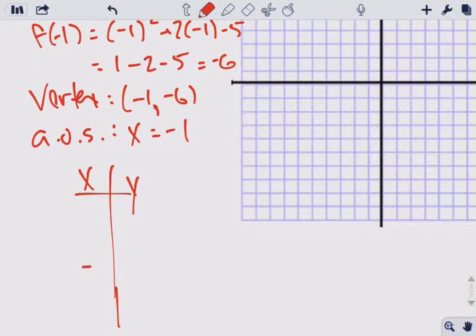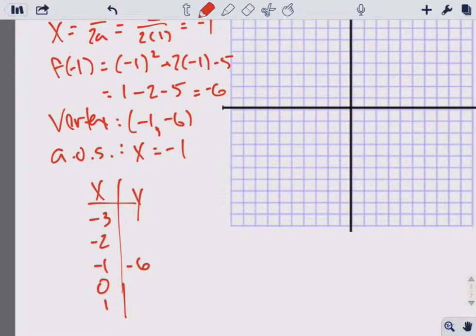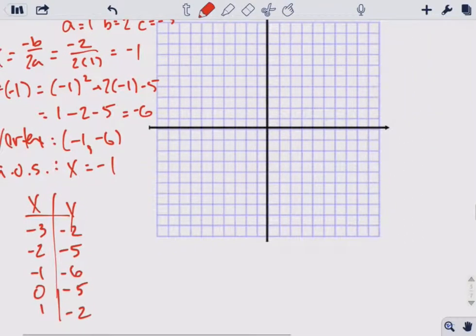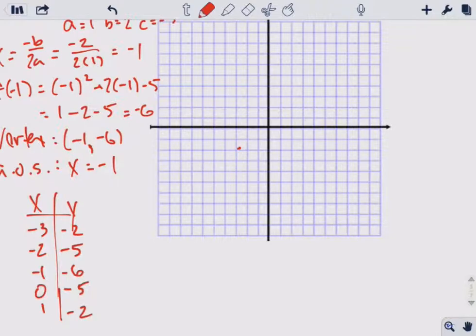Okay, in this case, negative 1, negative 6. We count down, we count up. On the x-coordinate. For the y-coordinate, we use a. A was 1, so I add a, or add 1 to negative 6, then I add 4a, or 4, to negative 6, and now I plot those points. Negative 3, negative 2, negative 2, negative 5, negative 1, negative 6, 0, negative 5, 1, negative 2, and parabola.